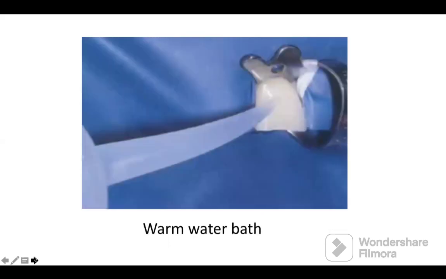Then we have another method of conducting the heat test, which is a warm water bath. The tooth to be tested should be isolated with a rubber dam, and a syringe is directed to spray the warm water onto the tooth surface. The advantage with this method is all the surfaces, that is, all the five surfaces of the particular tooth to be tested, are exposed to the temperature at the same time.